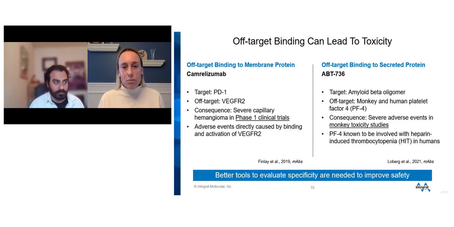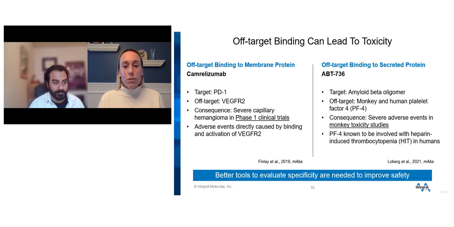In another example, we see where off-target binding to a secreted protein can also lead to toxicity. Here's an antibody called ABT736. It was being developed for Alzheimer's disease, and it targets amyloid beta oligomers. But in monkey toxicity studies, there were severe adverse events noted. And again, through investigations into this binding profile, the developers were able to determine that it has off-target binding to both the monkey version and human version of platelet factor 4.